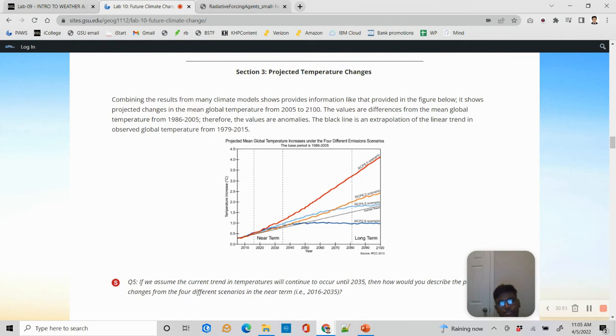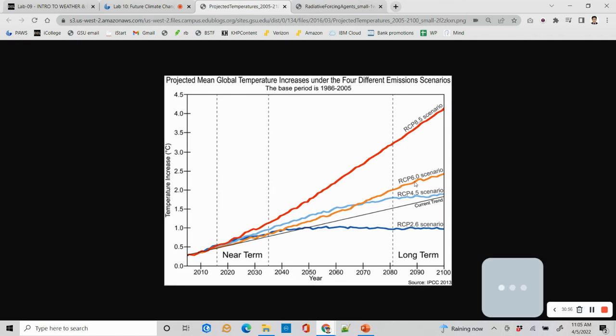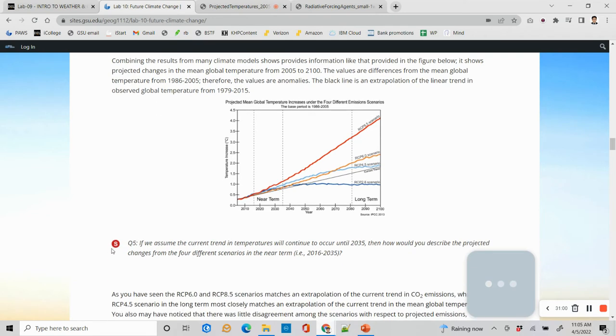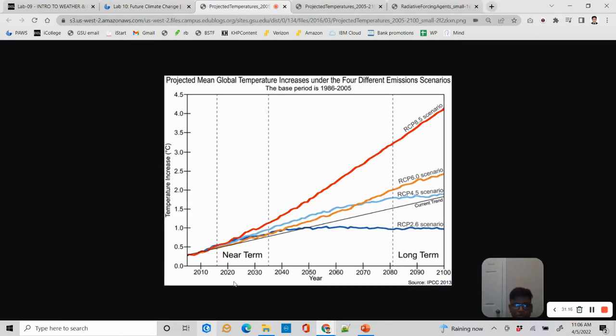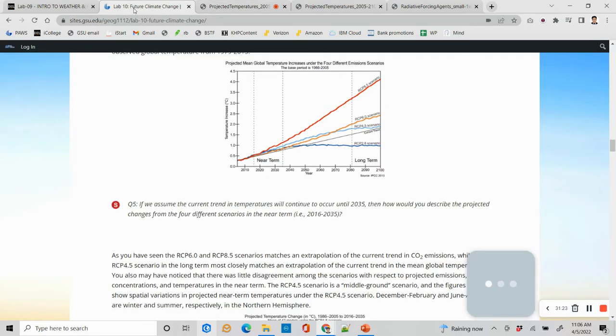Then section 3 is actually talking about projected temperature change. I've already discussed these graphs with you, how the temperature will change in the future. What the question is asking: if you assume the current trend in temperature will continue to occur until 2035, how would you describe the projected change from the four different scenarios in the near term? So 2016 to 2035. All you need to do is describe the trend here, I guess.